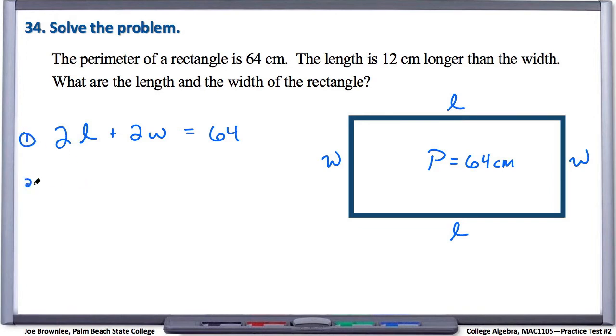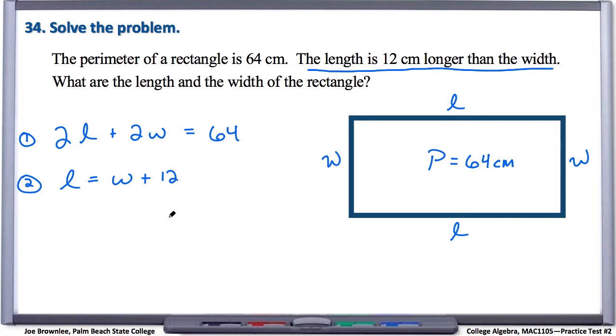And now to get the second equation, we're going to use the second sentence here. It says the length is 12 centimeters longer than the width. So whatever the width is, the length is 12 centimeters more than that. It's important that you pay attention and take note of the order that we're writing these equations in. So the length is 12 centimeters more than the width: L equals W plus 12.